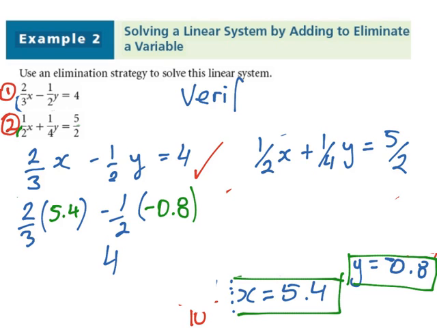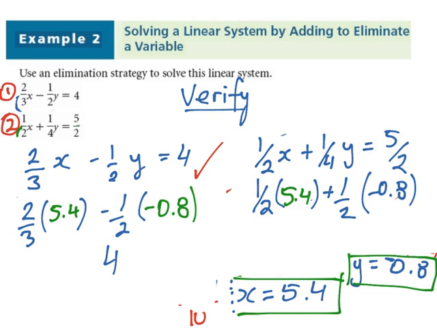Then we'll do the same thing for the second equation. We plugged in 5.4 for x and -0.8 for y. If you plug this in your calculator, you'll find out that the value is 5/2 or 2.5. So it does equal 5/2. Therefore, we have verified that this solution works for both of these equations. Therefore, it is correct.